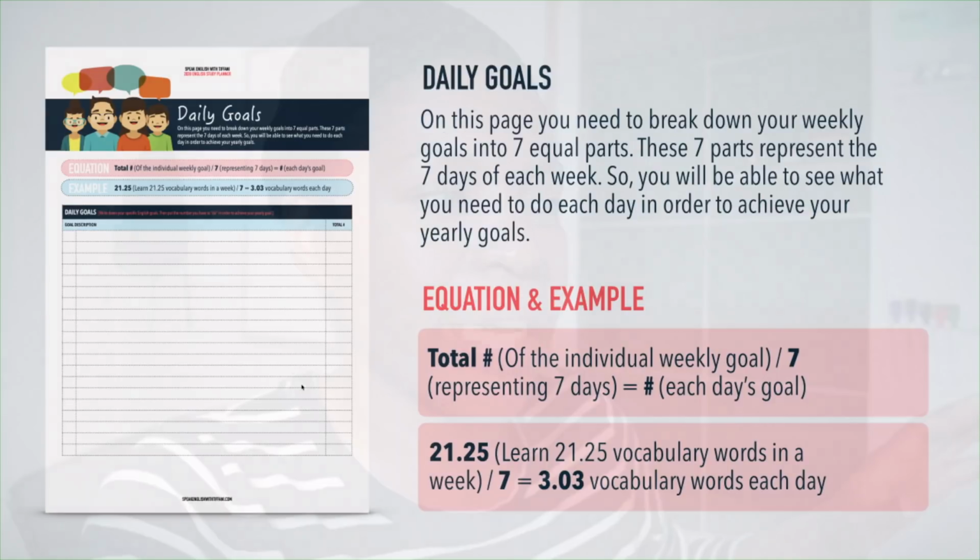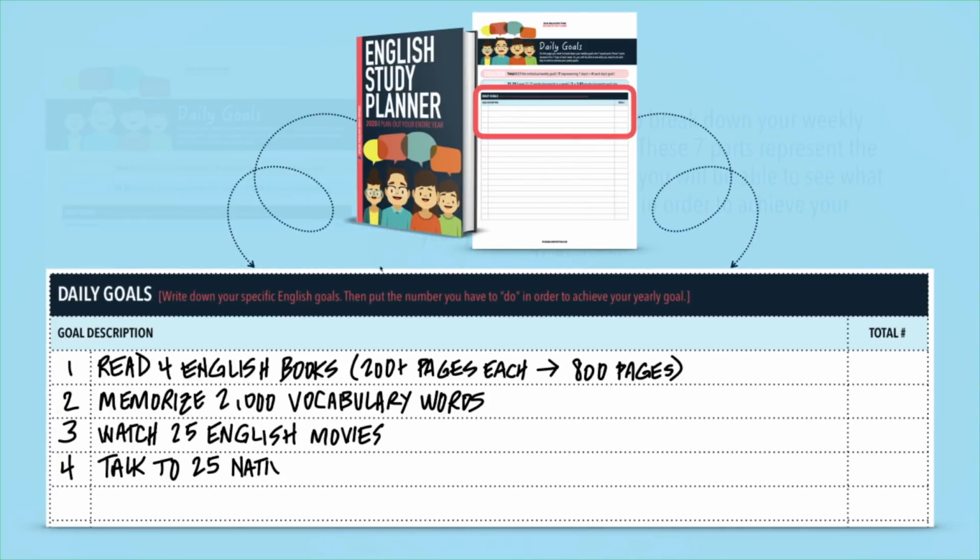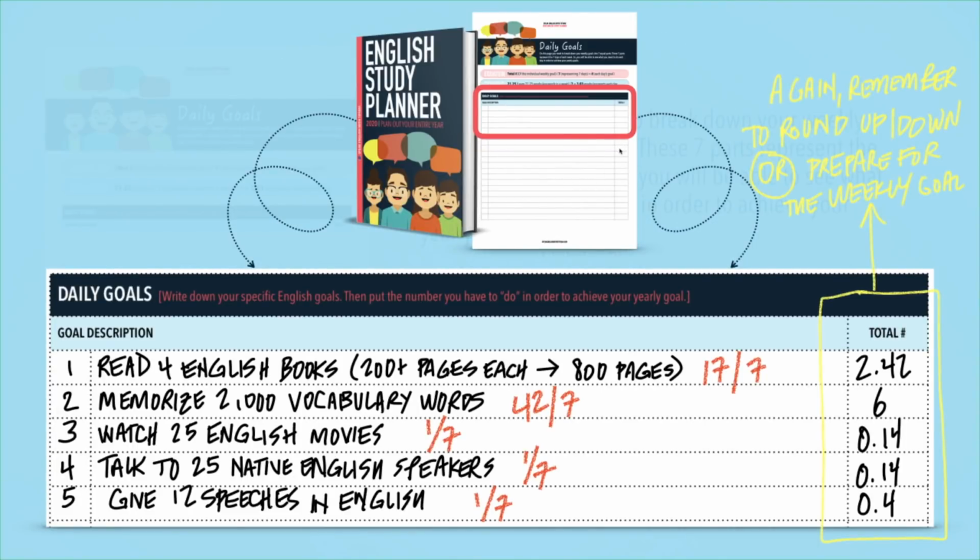Now again, what we're going to do is go back to my planner and see what I wrote, okay? So here we go. Again, here's my planner. And let's look again at number 2. You know what? Let's look at number 4. Talk to 25 native English speakers, all right? So you see it says 0.14, right? So again, I can round that up to 1, or I can prepare for the next week. Or let's see, for example, memorizing the vocabulary words. Well, now it's moved down to 6 per day. Again, it all depends on the total number you chose for your yearly goal, okay?